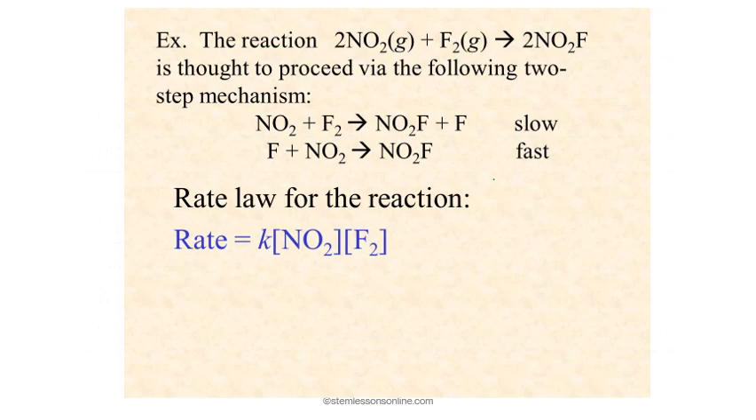In this example, we have a slow and a fast step, and we can write the rate expression based on the slow step. The slow step shows on the reactant side we have NO2 and F2, so we will just use those two in the rate expression. So rate equals k, that is the rate constant, times concentration of NO2 times concentration of F2. We don't have any coefficient here, so we will just write it like that. In the case of a mechanism, we look at the coefficient to put an exponent. Since I don't have any coefficient here, I will just leave it like that.